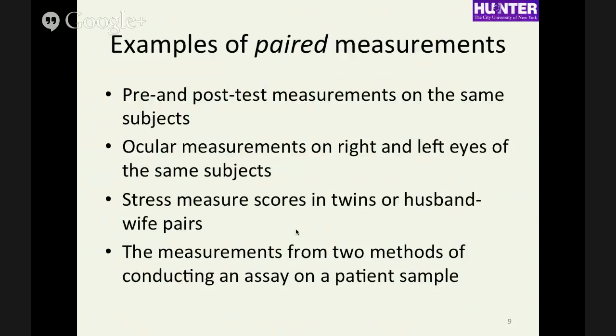Stress measure scores in twins or husband-wife pairs. Now, the only way that it would make sense that we would want to do that is if there were some difference between those twins or husband-wife pairs. So say we take a pair of twins and one of them has been, I don't know, eating Twinkies since they were a child and the other one hasn't. And we find a bunch of twins where this is the case. And we want to do a direct comparison between the child who ate Twinkies and the child who didn't. That's a case where you would use a paired sample test.